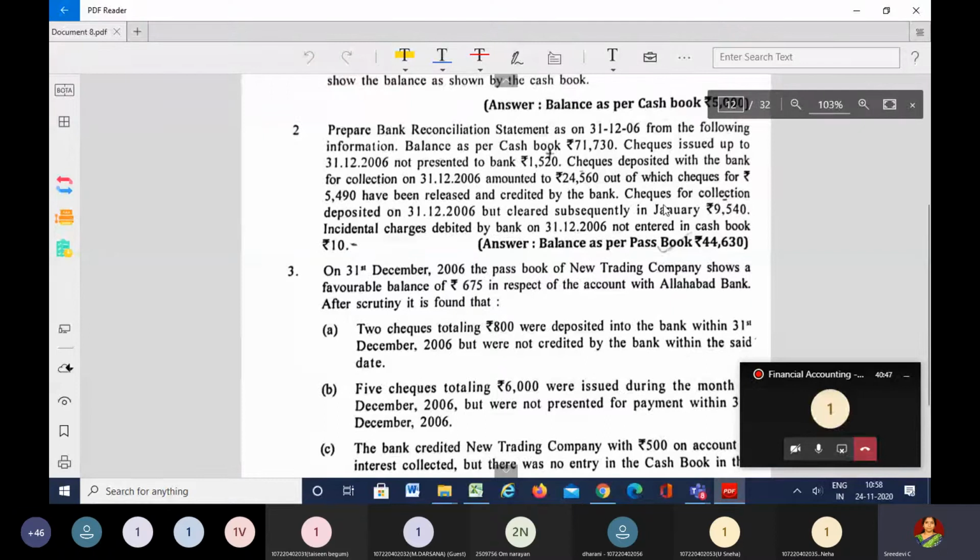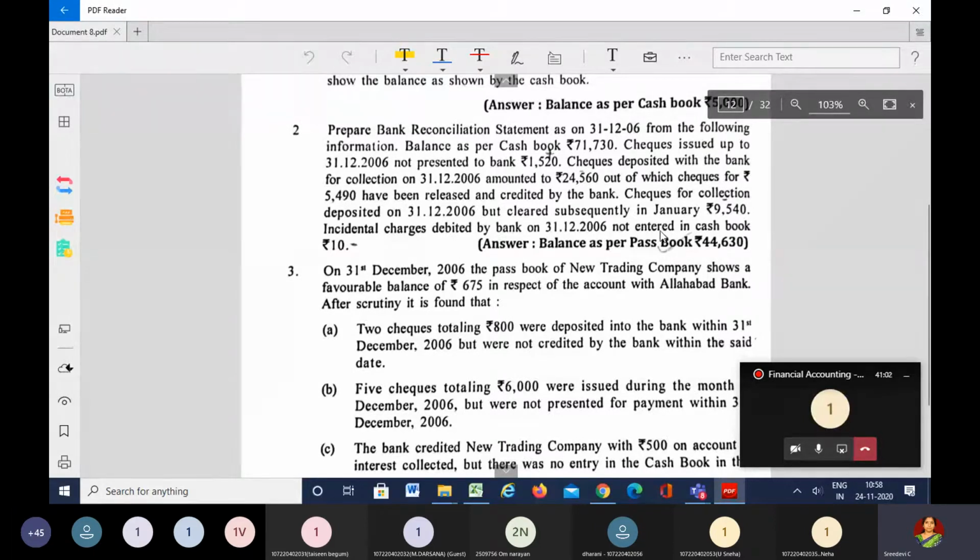So once again, I'm going to read the transaction. Checks for collection deposited. That means the bank has to collect the money towards the checks. For the same, it is being deposited in the bank on 31st of December 2006, but they have been cleared in the month of January.